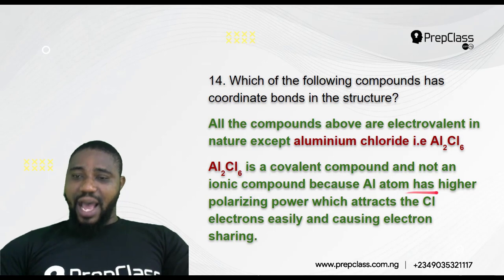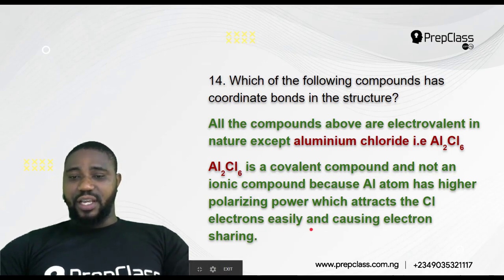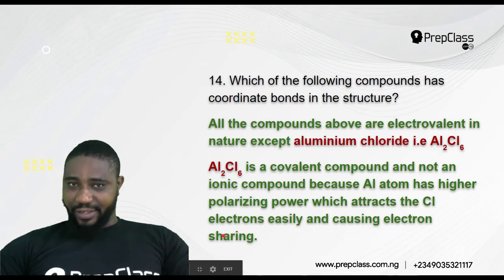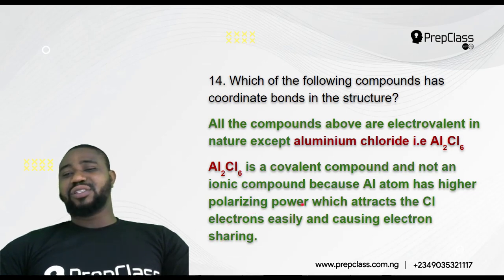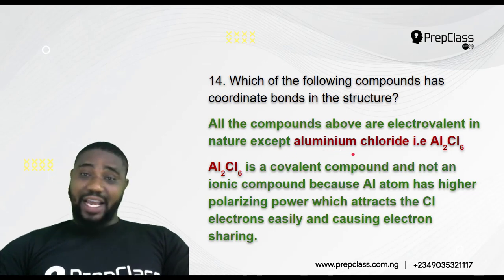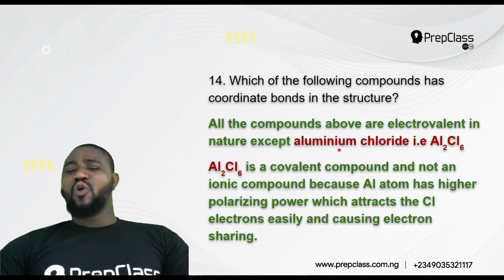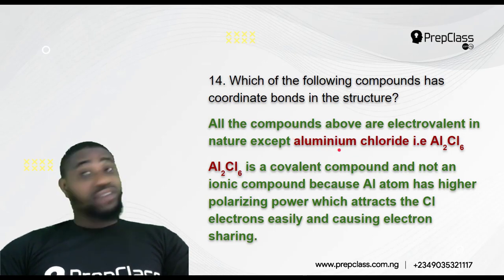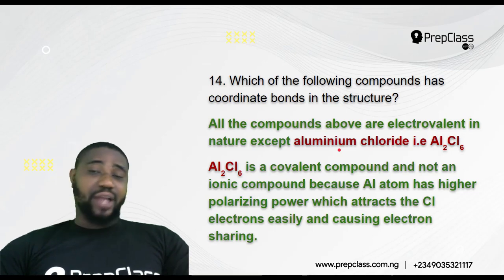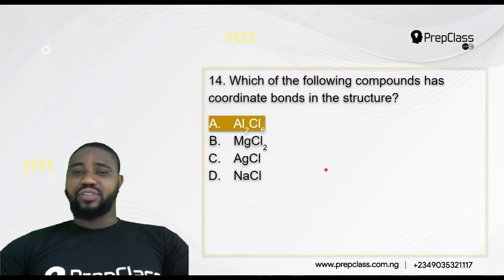So aluminum chloride is a covalent compound and not an ionic or electrovalent compound, because the aluminum atom has higher polarizing power, which attracts the Cl electrons easily and causes electron sharing. Though this is not much of a reason, just note that aluminum chloride is covalent in nature, but when you dissolve it in water, it behaves like an electrolyte and has the ability to conduct electricity. So aluminum chloride is covalent in nature according to that bonding.